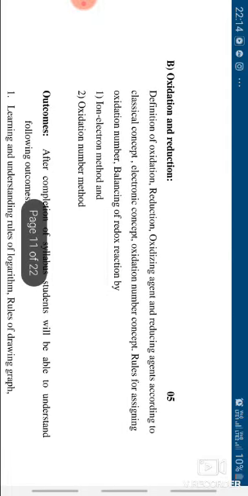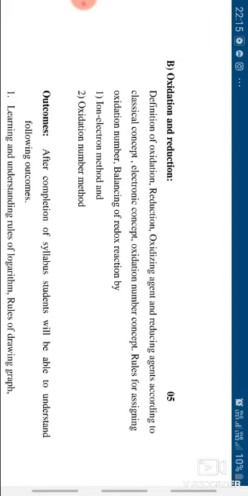Okay, then next is oxidation and reduction, that is, redox reactions. In this we will see what oxidation is, what reduction is, then what an oxidizing agent is and what a reducing agent is, according to the various definitions of oxidation and reduction.